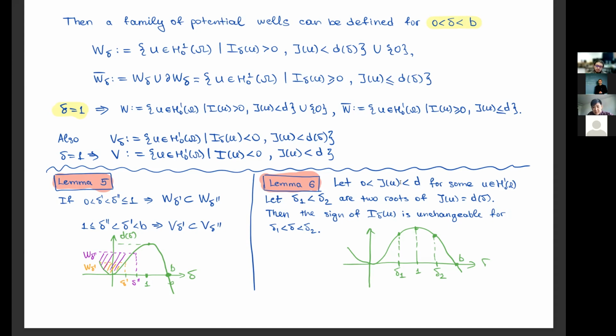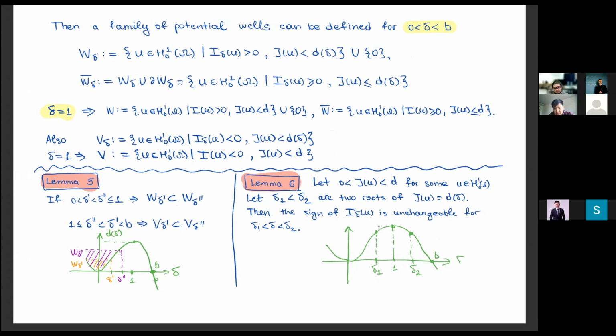Second, we also have this kind of lemma: if the potential energy is in this interval, then we have some delta 1 and delta 2, roots of this equation. Then the sign of this Nehari functional is unchangeable between delta 1 and delta 2. Here delta will be inside this interval. Since it will not pass this, if it stays between these, it will always be plus, and you cannot go from this side to this side, so the sign cannot change. Or if we have a minus sign here for the Nehari functional, we cannot have plus, so it doesn't change.